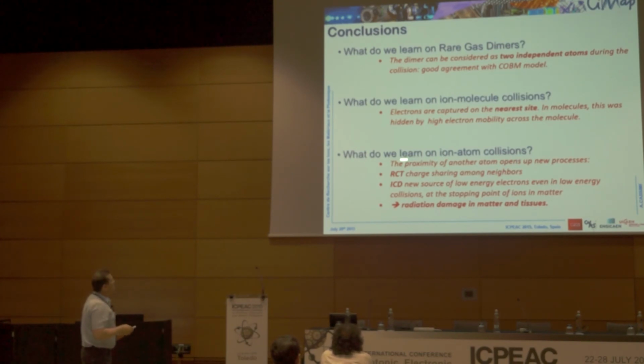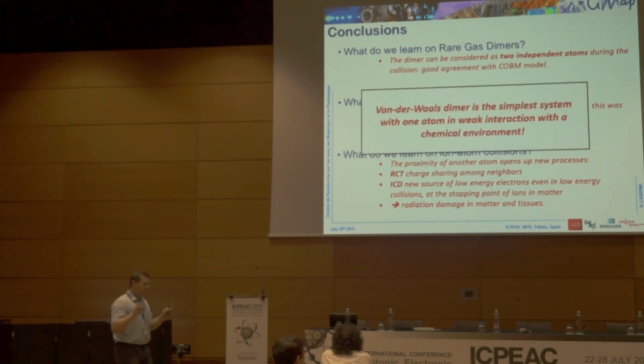And finally, what do we learn on ion atom collisions? Well, the proximity of the other atom opens new processes. First, the RCT, which shares the charge to the neighbors. The ICD, which is a new source of low energy electrons, even at low energy collisions, so at the stopping point of ion in matter. So it might play a role in radiation damage in matter and tissues.